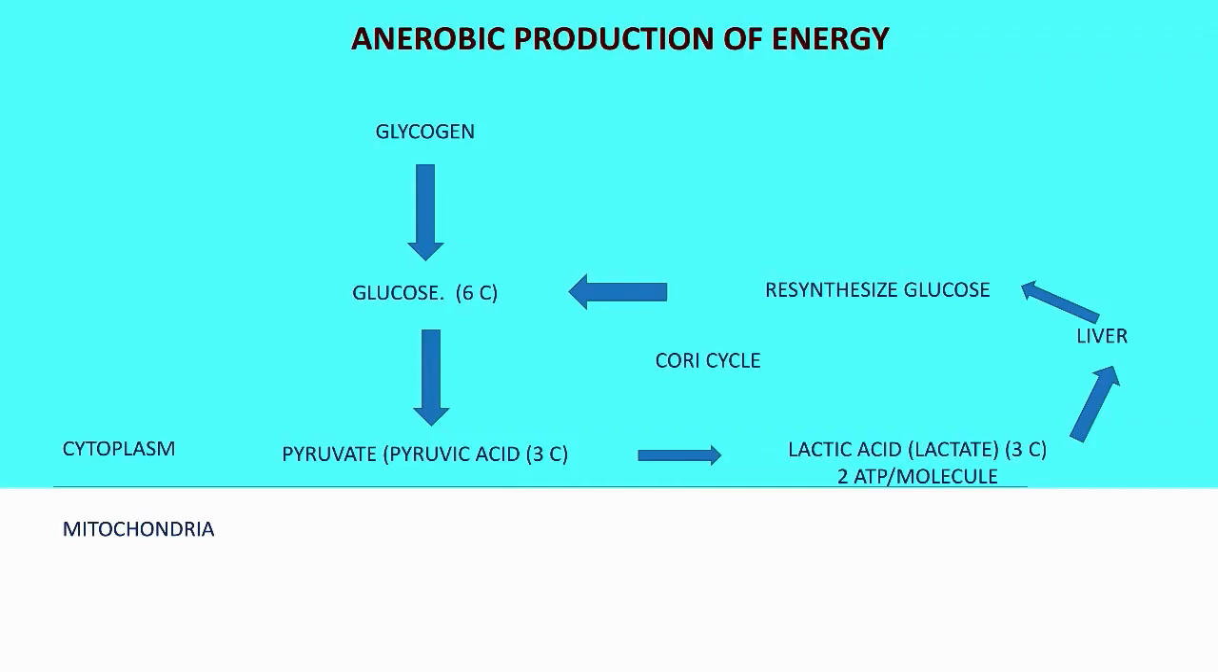This is the pathway by which ATP is produced through anaerobic respiration. Recall, we're in the cytoplasm, and we start with glycogen because that's a storage form of glucose in the cell. Glycogen is broken down into glucose, and glucose is a 6-carbon molecule. Glucose is then broken down into a molecule called pyruvate or pyruvic acid, which is a 3-carbon molecule. Again, I'm not asking you to remember these specific numbers, but I want you to know what this pathway is and why it's occurring. In the absence of oxygen, pyruvate cannot enter into the mitochondria.